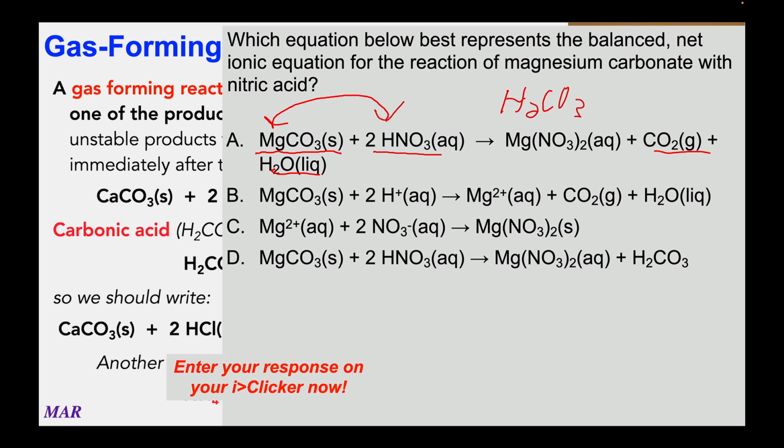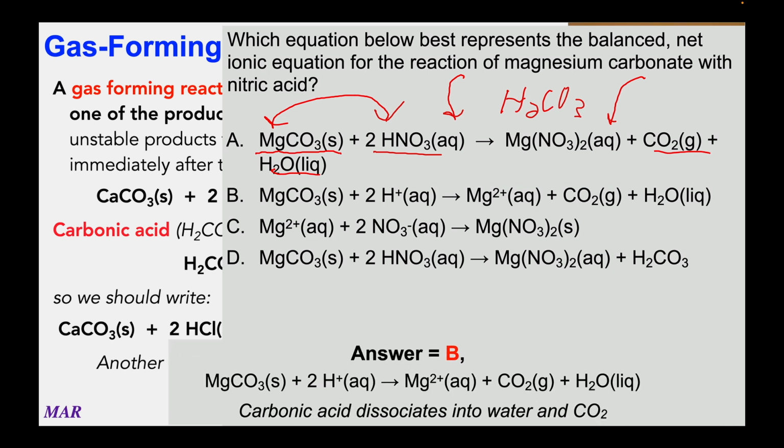So if you look at just the aqueous species, HNO3 on the left and magnesium nitrate on the right, both of those have nitrate. Nitrate is a spectator ion, and you want to pull them out. So if you pull out the NO3s, keep the gases, liquids, and solids, you can see that HNO3 goes to H+, and magnesium nitrate goes to just magnesium 2+. So answer B here is actually the net ionic reaction. It does not include nitrate because nitrate is a spectator.